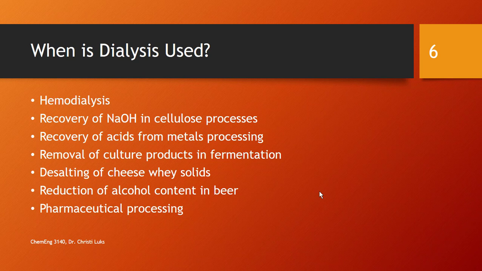Metals processing also is a time when you have acids that you have added to extract your material from the ore, and you want to recover that. And so dialysis can be useful there. There are also culture products from fermentation, or when you make cheese, the whey has various solids in there, so salts, and it may have some sugars, etc., that you want to extract from the whey.